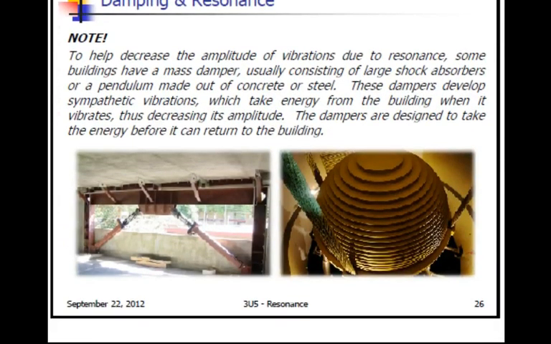To help reduce the amplitude of vibrations due to resonance, some buildings have a mass damper, as I was mentioning earlier, usually consisting of large shock absorbers or a pendulum made of concrete or steel. These dampers develop sympathetic vibrations which take energy from the building when it vibrates, thus decreasing its amplitude.